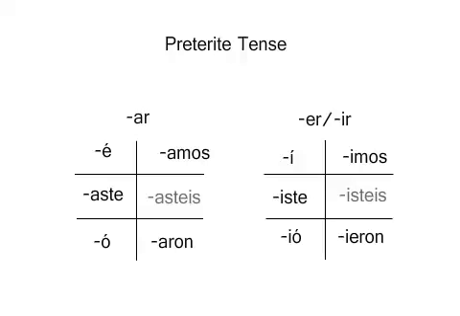There are two verb charts for the preterite tense. We have a chart for AR verbs, and we have one chart for ER and IR verbs. And here we can see both of these. You may want to pause the video and write these down in your notes.